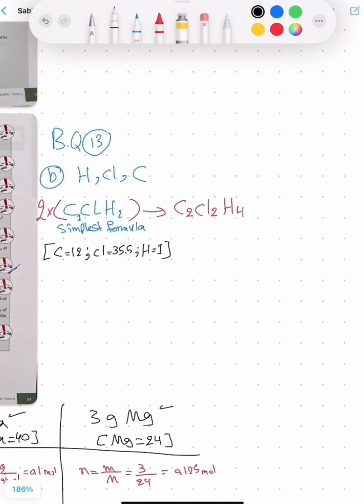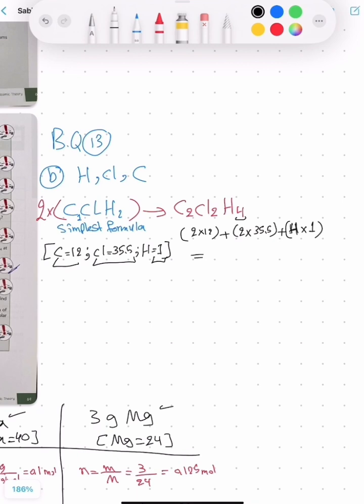So can you calculate the molar mass? Yes, it's easy. Here we have 2 carbons, so 2 times how much is carbon? 12, 2 times 12. Plus we have 2 chlorine, 2 times how much is chlorine? 35.5. Plus we have 4 hydrogens, so 4 times how much is hydrogen? 1.